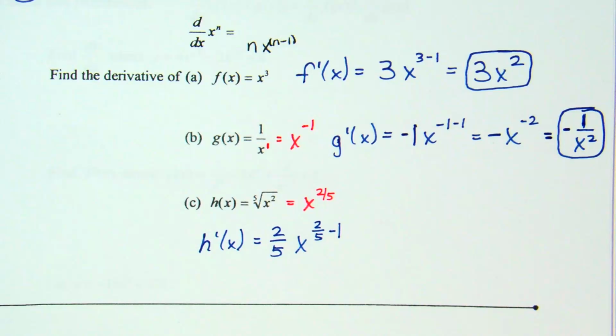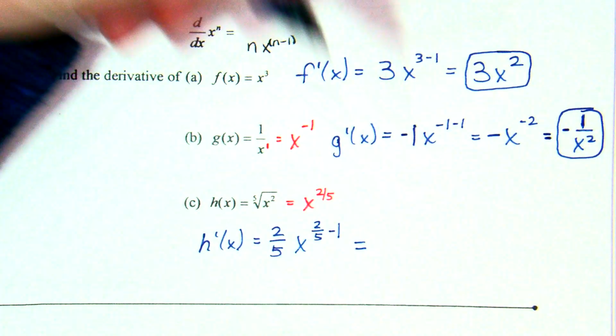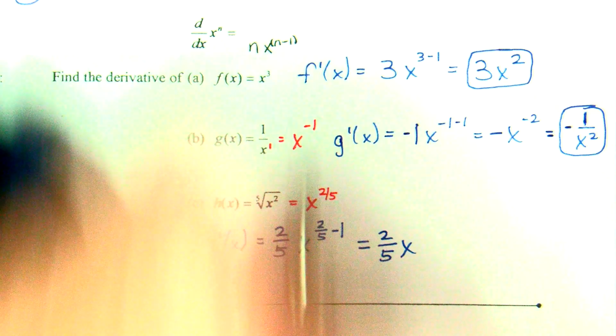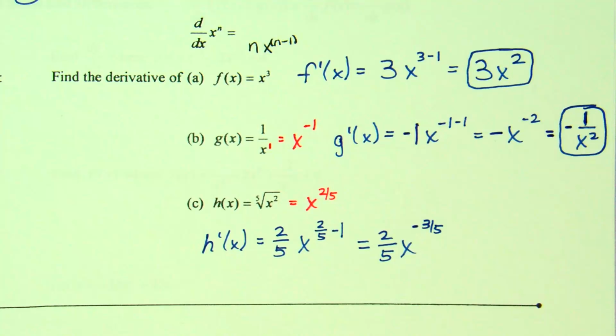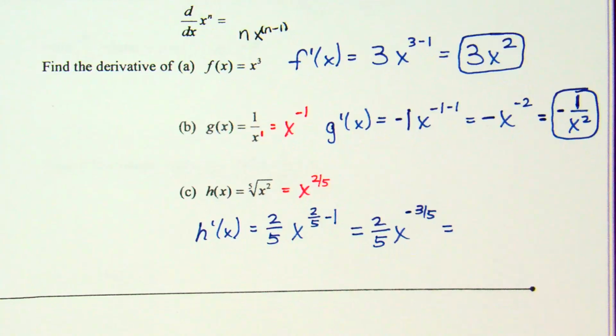That's what you have to look at. So clean this up. 2/5 x to the, what is 2/5 take away 1? Okay, so 2/5 minus 5/5 makes it negative 3/5. Now, depending on the situation, you might be able to leave it like that. What about if you're not allowed to leave a negative exponent? What goes to the denominator?